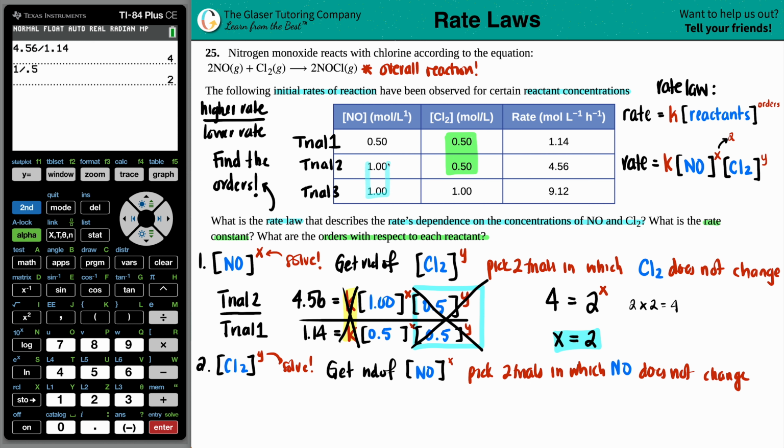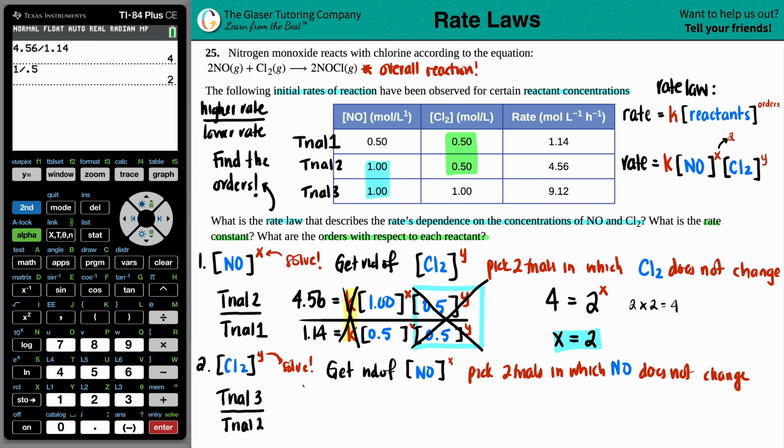So higher rate over the lower rate, is it going to be 2 over 3 or 3 over 2? I look over here, and 9 is definitely greater than 4, so we're going to do trial 3 over trial 2. So trial 3 divided by trial 2. Okay, so use the same rate law, and to make it easy for yourself, you don't have to plug in a 2 here if you don't want to. You can just go back to the x values.